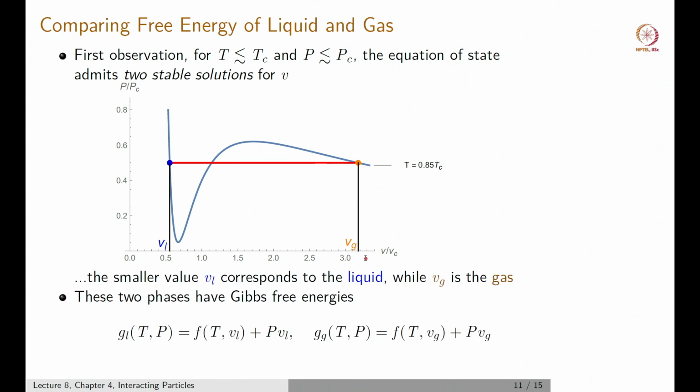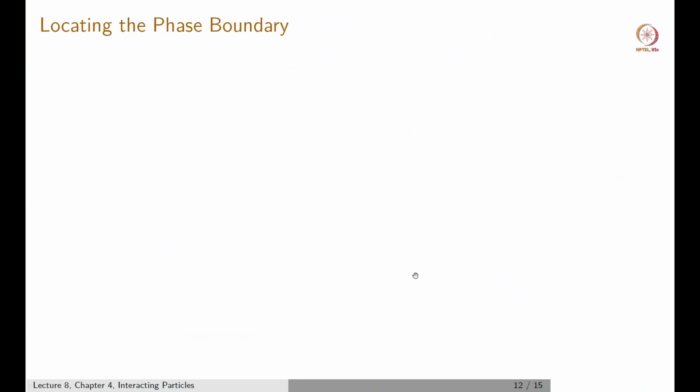So what do I have to do now? I compute the Gibbs free energies associated with the liquid by using this solution, and that of the gas by using the Vg solution here. So I get two different free energies at a given pressure and temperature. Which phase wins? The one with lower free energy. This whole setup will allow us to compute the phase boundary.